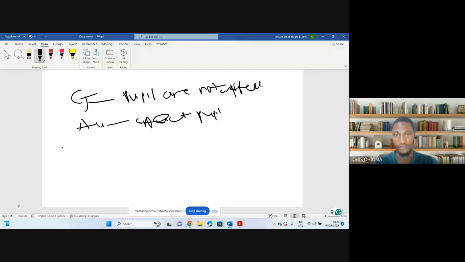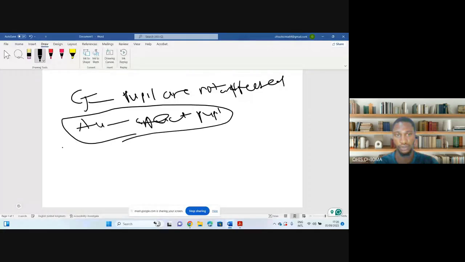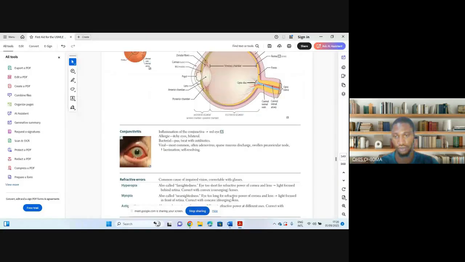But here it affects the pupil in anterior uveitis. So you just know that for the exam, it's kind of high yield. It's kind of tested. So the patient has a red eye, and you can see that the pupils are not affected, the iris is not affected.